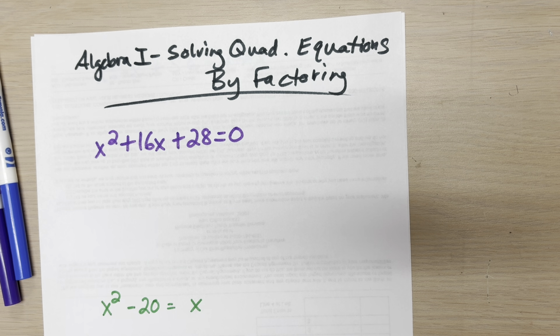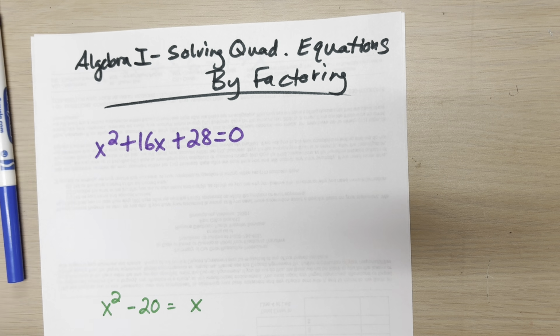Okay, this is part 3 of 4 in solving quadratic equations for Algebra 1. We're going to be looking at the factoring method in this video. So we've already looked at using square roots. We've also kind of examined completing the square. So another way we can do this is by factoring.